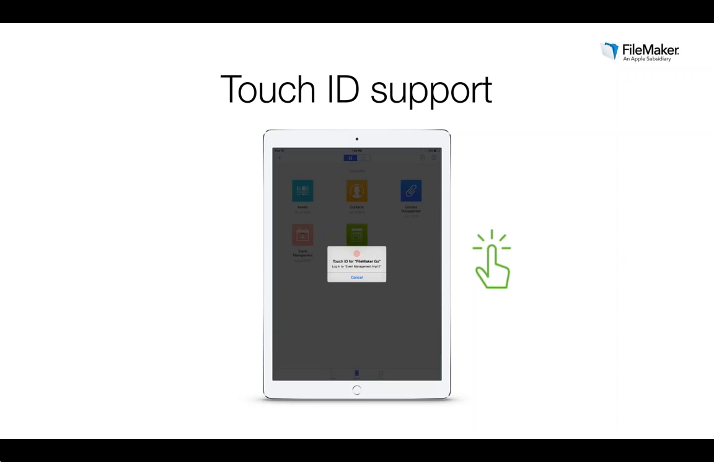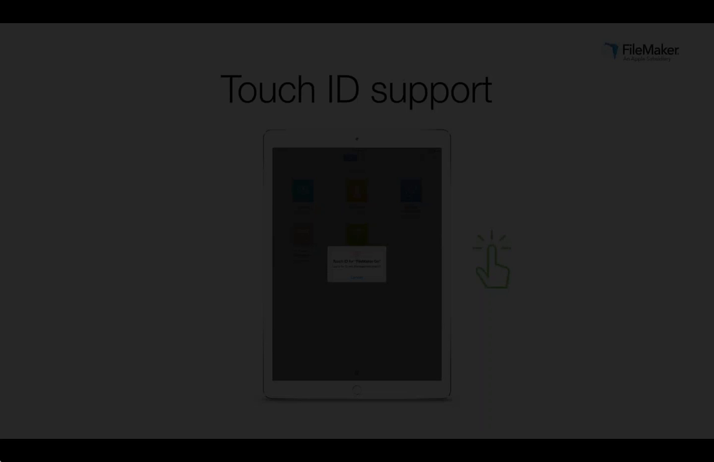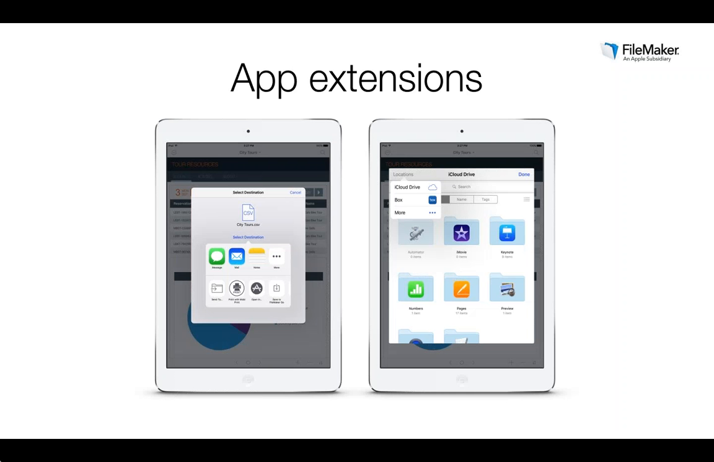For those times that you need quick and secure access to your custom apps, we are now supporting Touch ID, which is a convenient and secure way to unlock your apps with just the touch of your finger. We're also introducing support for app extensions, which will allow you to leverage the unique capabilities of other apps on your iOS device and share and modify content with your FileMaker custom app.